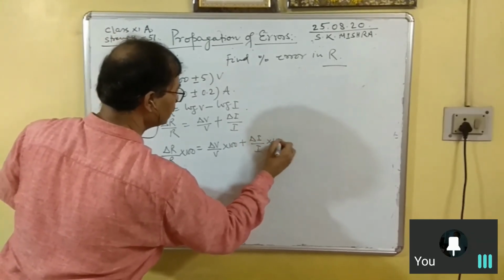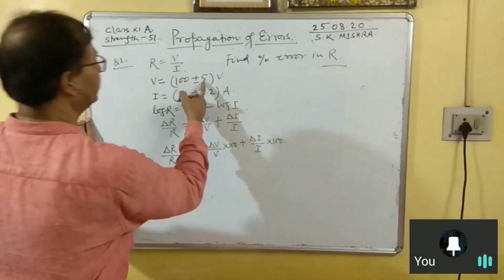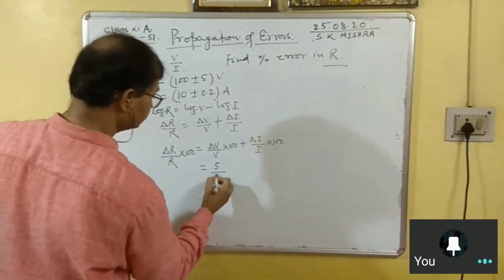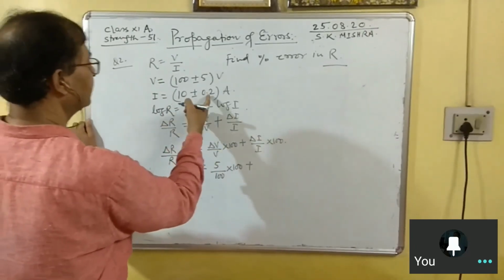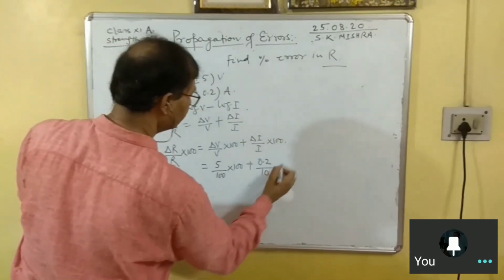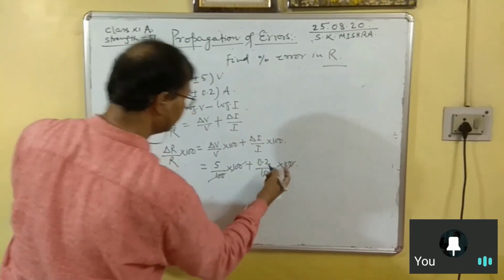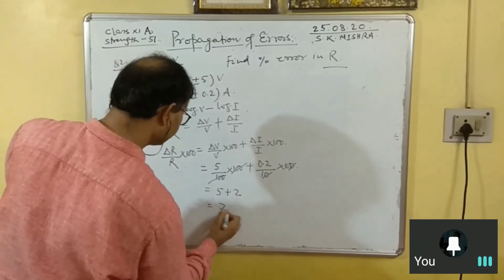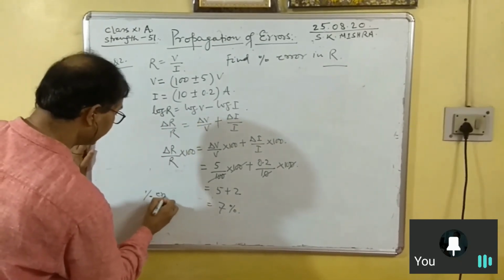Since you are going to calculate percentage error, so delta V by V, this part is delta V. So delta V is 5 by V is 100, multiplied by 100, plus delta I is 0.2 divided by I is 10, into 100. Just solve it. 10 will cancel, and then this is 5 plus 2. So it's 7% is the percentage error in R.